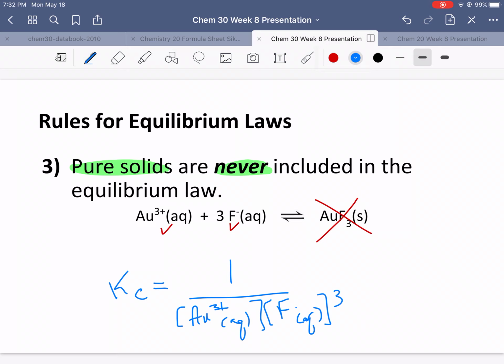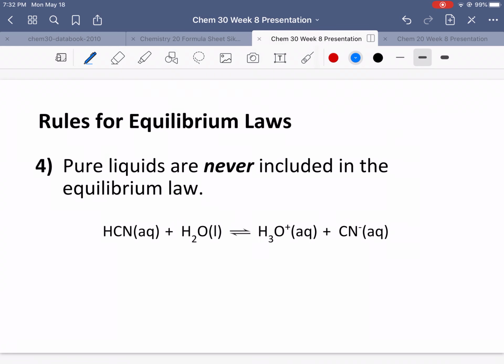Okay, let's keep going. To summarize so far, include all gases, include anything aqueous, leave out pure solids. Okay, what's a pure solid? It's a pure substance, which is a pure element or a pure compound in solid form. To continue, here's our 4th one. Pure liquids are also never included.